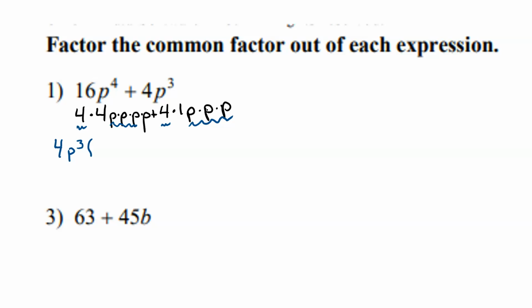And then what are we left with? Well, we're left with a 4 in this first term and a p. And then we're left with 1 in our second term, so plus 1. So that's an alternate strategy, to write it out as an expression and then to pull out the common parts, or the greatest common factor.